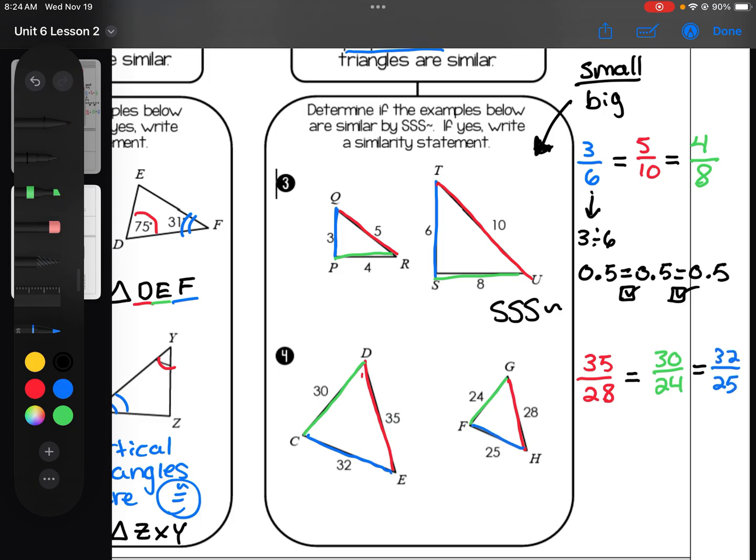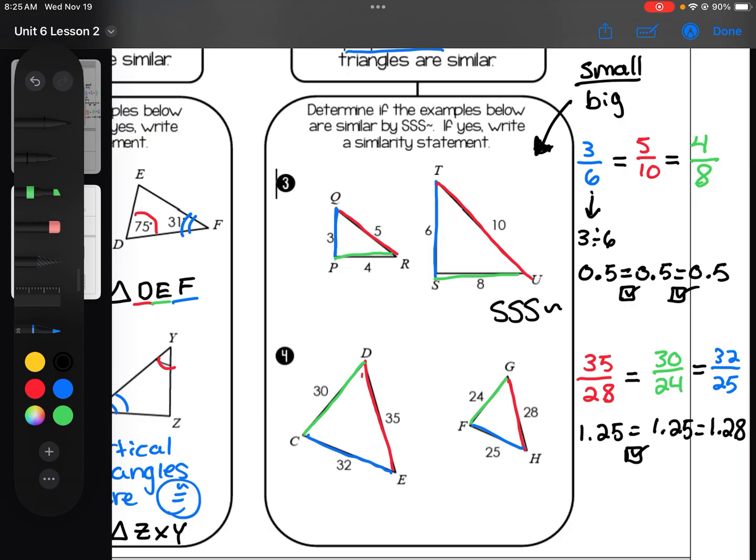If these are proportional, if they relate to each other, then we have enough information to say that the triangle on the left is similar to the triangle on the right. So we're going to quickly type these into our calculators. 35 divided by 28 is 1.25. 30 divided by 24 is 1.25. And 32 divided by 25 is 1.28.